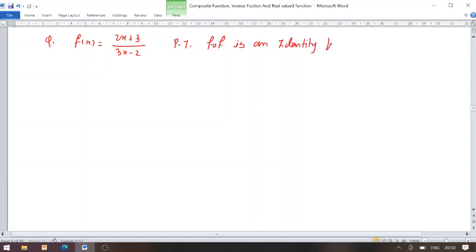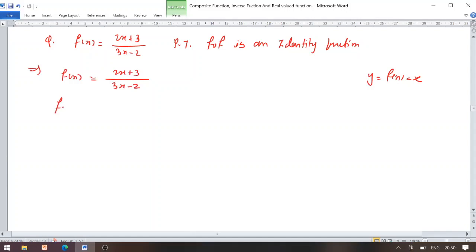Identity function. What is meant by the identity function? If y equals f of x equals x, so for every value of x that should be equal to the y, then the given function is said to be an identity function. So for that, let us consider again f of x to be (2x + 3) divided by (3x - 2).